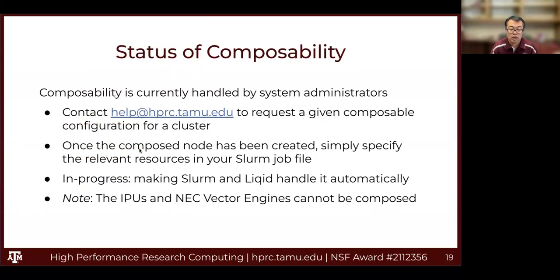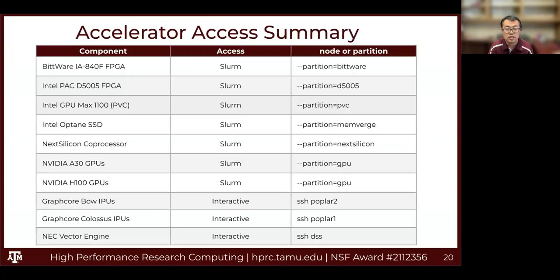The work in progress is making Slurm and Liquid handle this automatically. Like you submit a job, and you request the number of GPUs, and it will compose a node automatically. But currently, it's not workable. But we are in progress. Also, IPU and NEC vector engine cannot be composed because of some software incompatibility from the vendors. So that's one thing. This is some accelerator summary. If you're interested, you can read this.